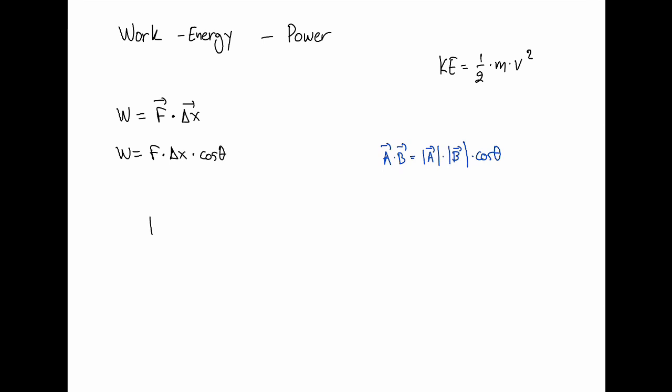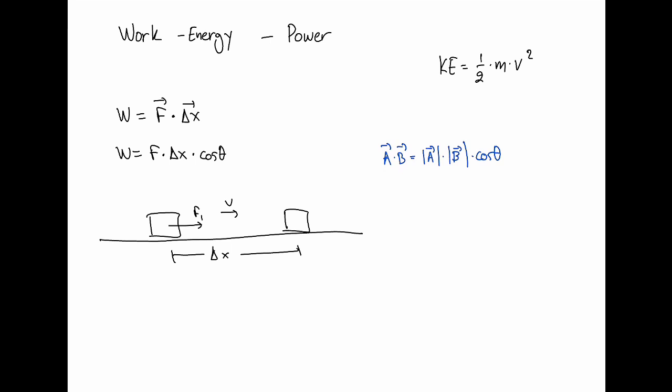A few examples that we need to know: for example, if the object is moving to the right, so the distance is delta x and the object has a speed v, let's say that we have four forces: the applied force F1, the force of gravity, the normal force, and the force of friction. In this case, because F1 and the distance are pointing in the same direction, the angle between the force and the distance is 0, so cosine of 0 is 1, so we can ignore the cosine.